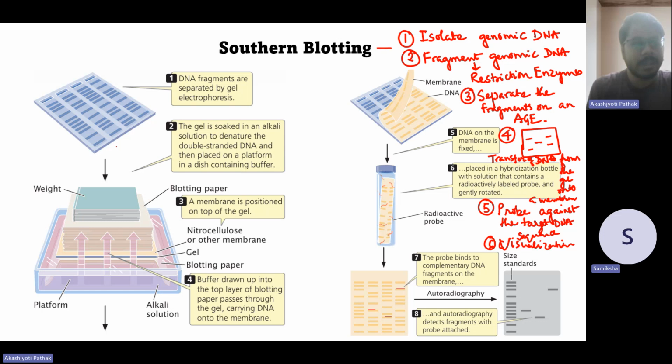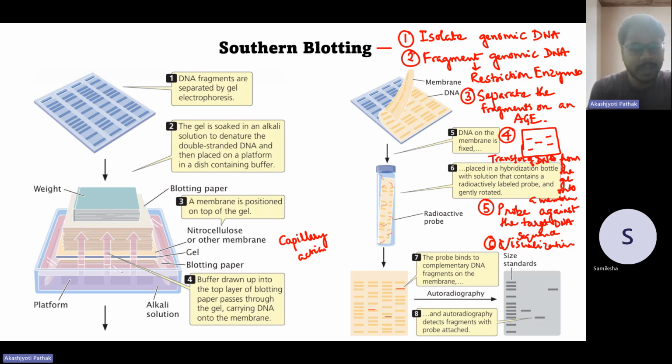This is necessary because, for example, if you are using a single-stranded DNA probe against your target sequence, this probe cannot enter the gel. So you have to transfer the DNA from the gel onto a nitrocellulose membrane. And how is this done? This is done by the principle of capillary action.